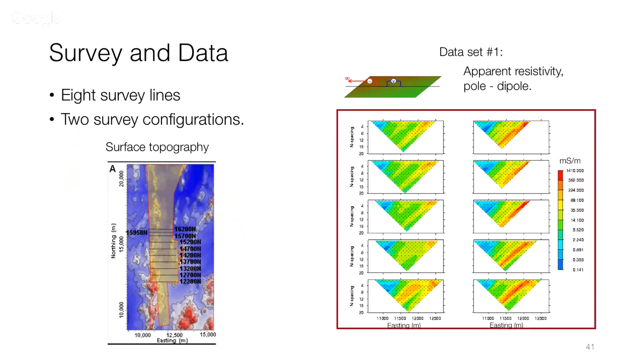So here's the data. We've got a current electrode in here, and we're measuring potentials out here. We've got 10 lines of data, north-south, about 4 or 5 kilometers across, and we're trying to see what we see. So this is the pseudo-section. The red is indicative of something that is conductive, so there's something there.